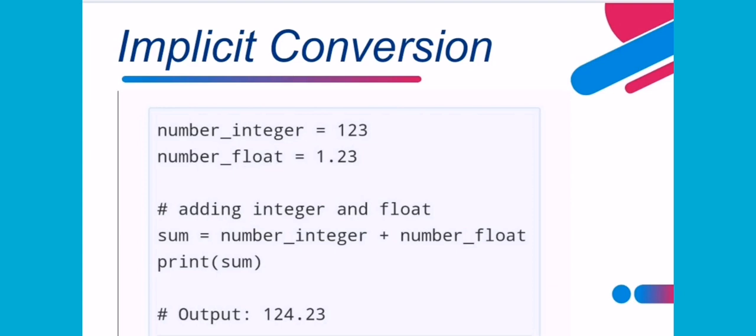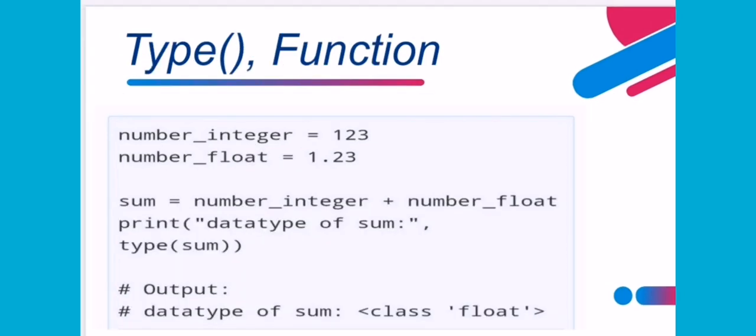Type function. We can find the type of a variable using the type function. Here in the picture we can see the example. There are two variables, number integer 123, which is of type integer, and number float 1.23, which is called a floating point value. Now we will see the expression sum equal to number integer plus number float, and in the next statement we print with the print statement. In this print statement we are using the type function, and inside the function we are giving the variable sum.